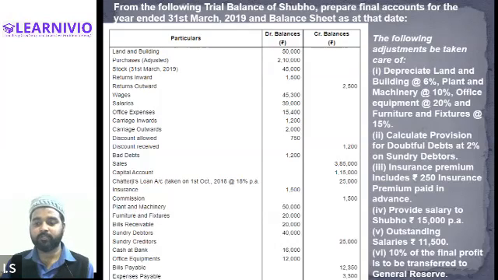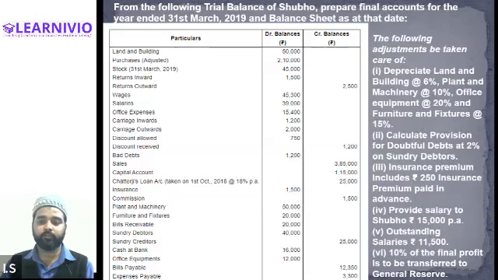Bad debt is a loss. We will record it on the debit side of the profit and loss account. Do it, everyone. Do it quickly. Office expenses on the debit side of the profit and loss account. Carriage inward in the trading account, 1200. Carriage outward in the profit and loss account, 2000.